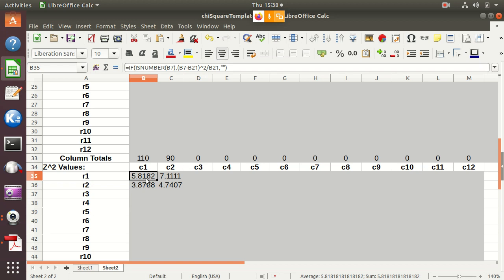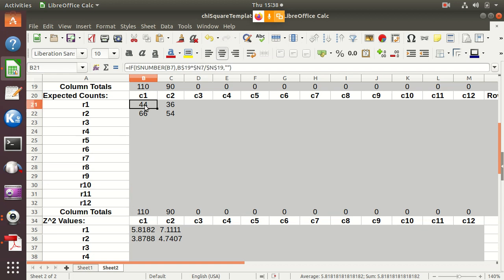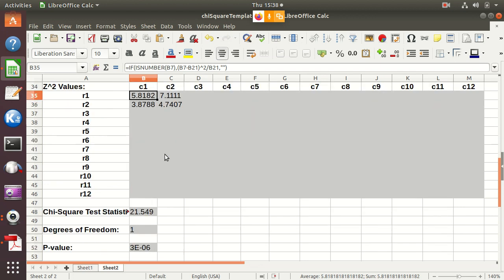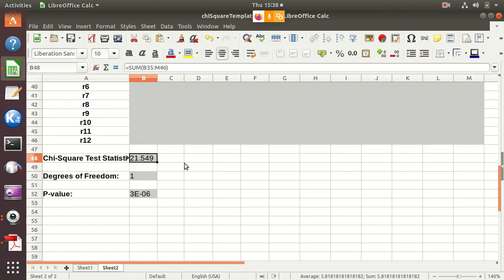So that's all that did. It just did the square of the difference and then divided by that hypothesized number, 44. And we got our 5.8. We get those four numbers, we add them up, and they add up to 21.5. What the heck does that mean? I don't know, I'd have to look it up. But that's what this does.